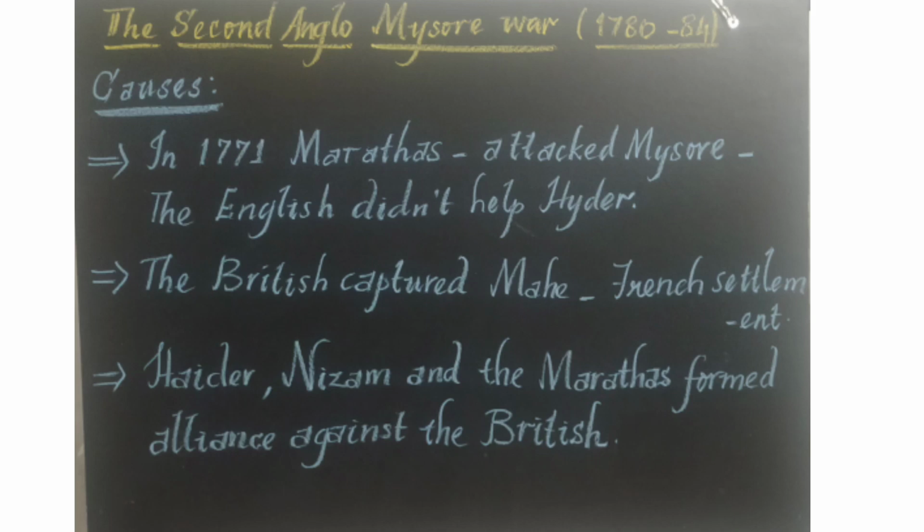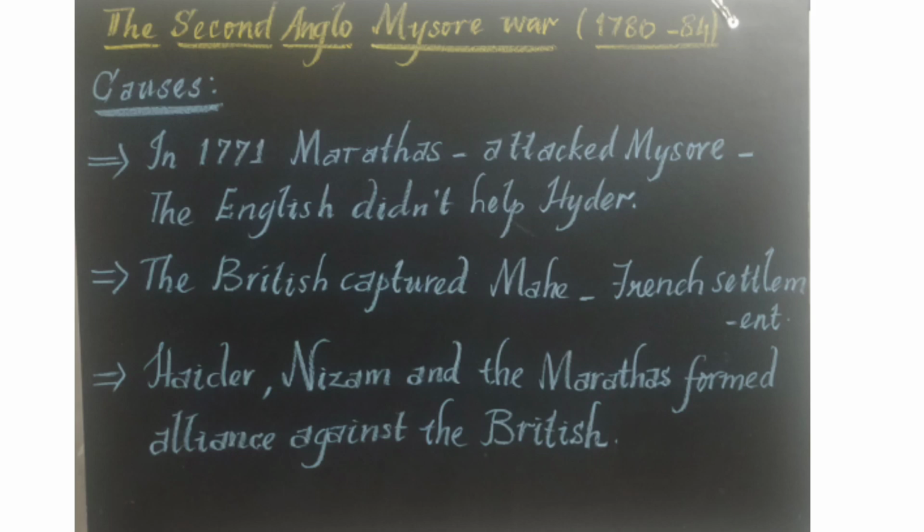And also one more thing is, the British captured Mahe. Mahe was a French settlement within Hyder Ali's jurisdiction. Mahe was under the control of Hyder Ali. That is, jurisdiction means under his control. But Mahe belonged to the French. The British captured that place also. So two causes were there for the Second Anglo-Mysore War.